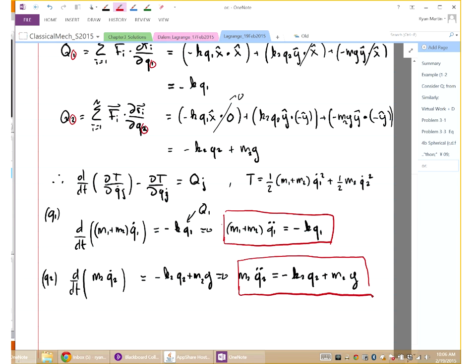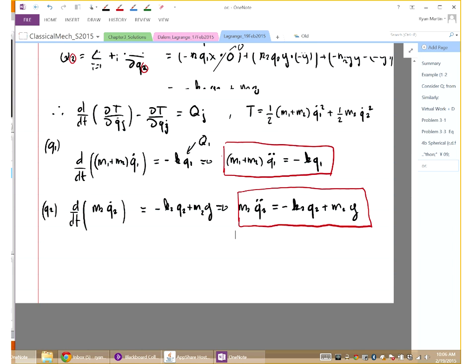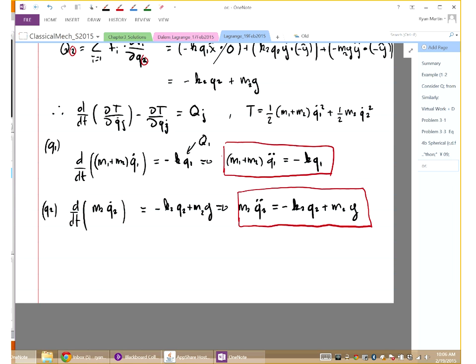Does it change how we interpret the answer? Well, the answer, the red box, is a differential equation for Q1, right? I haven't solved that. So the boxed equations are actually uncoupled ordinary differential equations. But they are the differential equations that give you Q1 and Q2 of t, right?